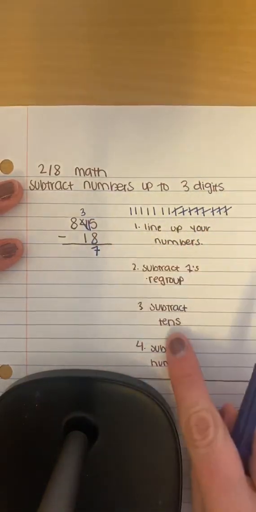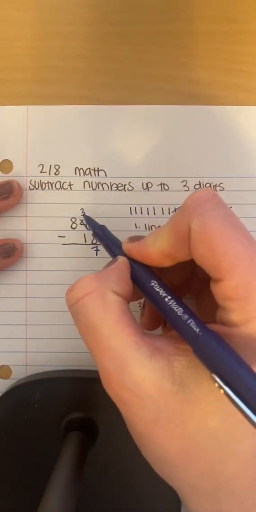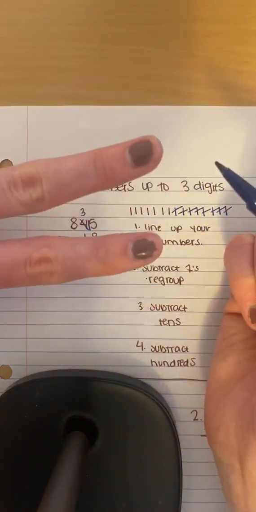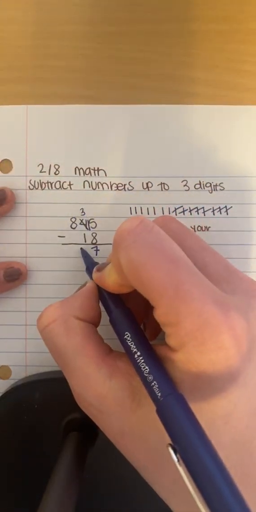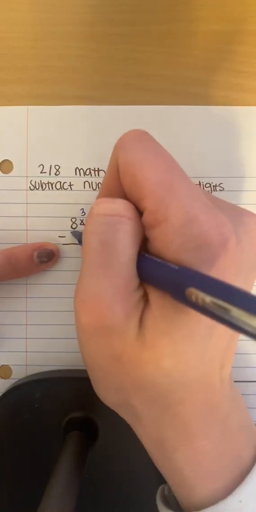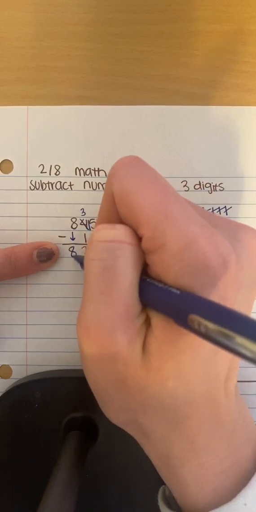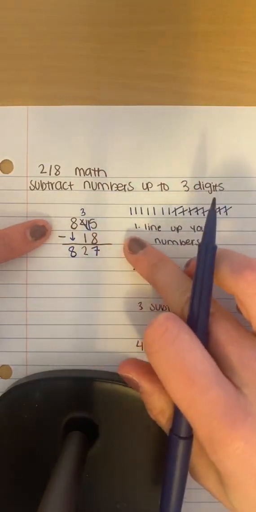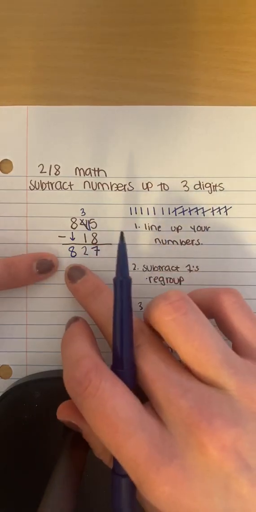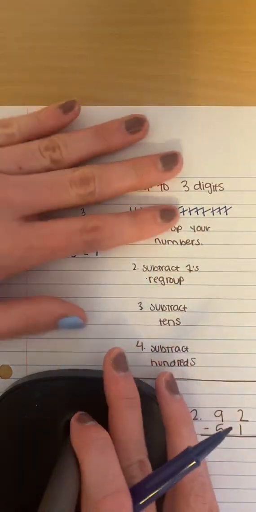Now we move on to our tens. So we have 3 minus 1. So if I have 3 and I take away 1, I'm left with 2. And then I have 8 minus nothing, which means I just bring my hundreds down, 8. So 845 minus, or subtract, 18 gives us 827.